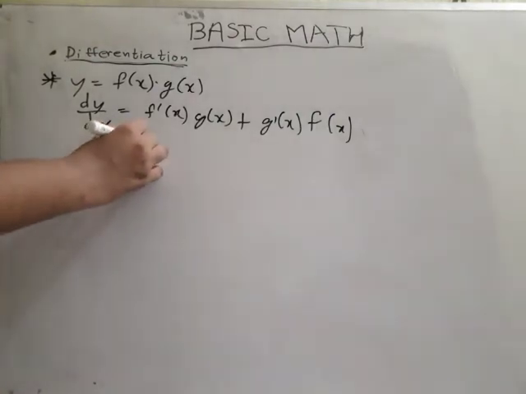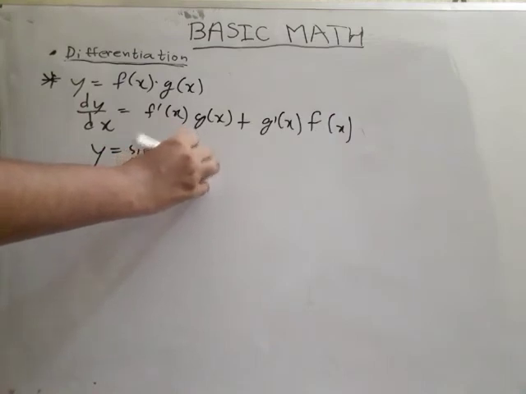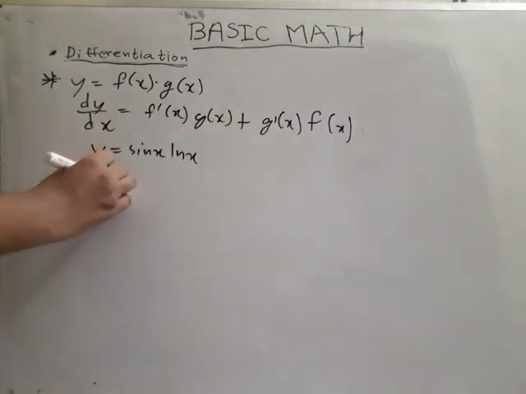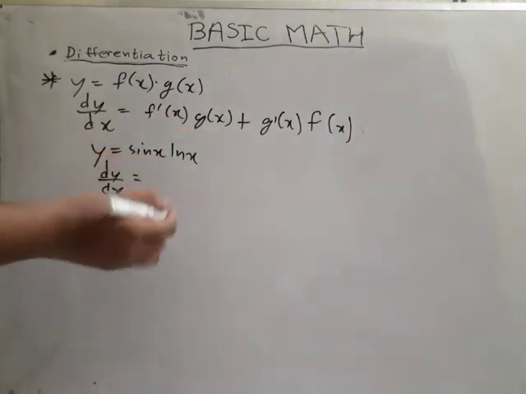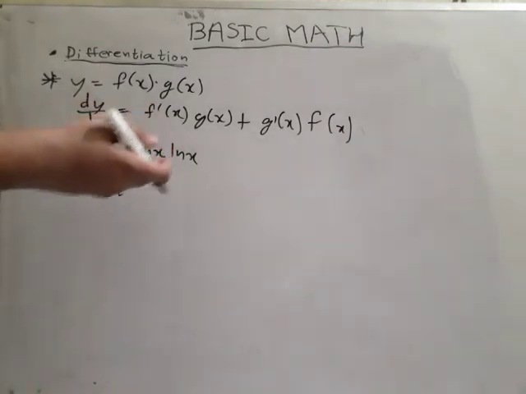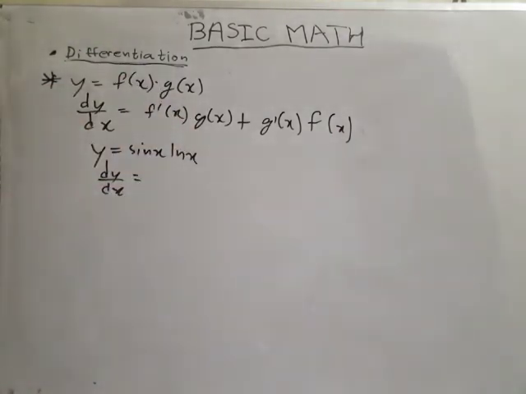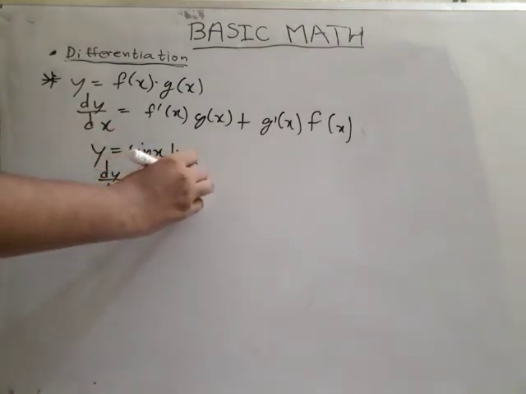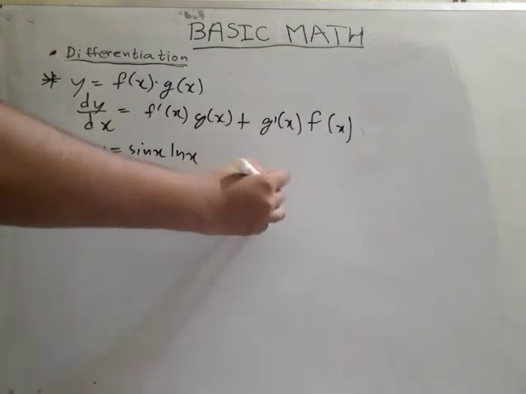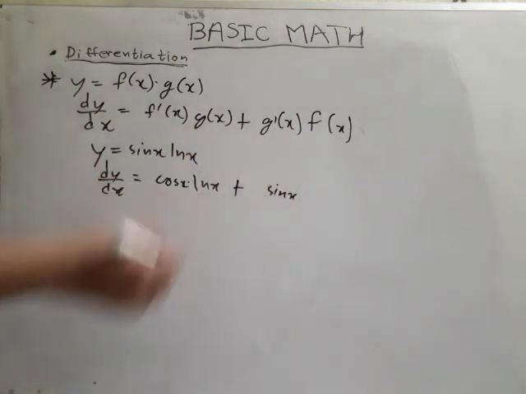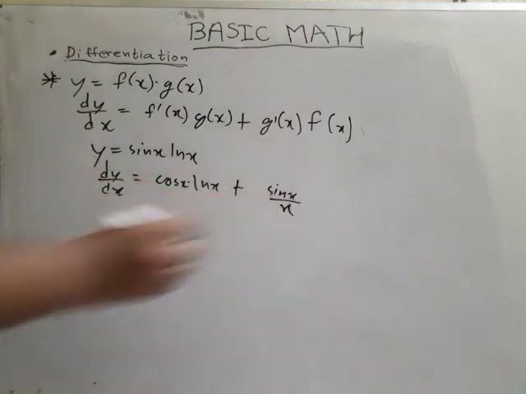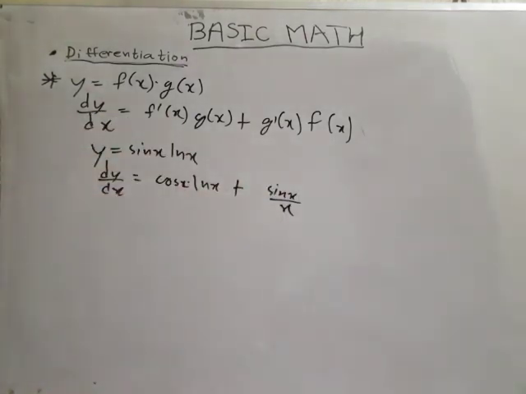Suppose y equal to sin x ln x. Then dy by dx becomes differentiation of sin x first. You can take either one, sin x also, ln x also. We are taking sin x first, so cos x multiplied by ln x, plus sin x multiplied by differentiation of ln x, which is 1 by x. This is the differentiation regarding y equal to ln x sin x.